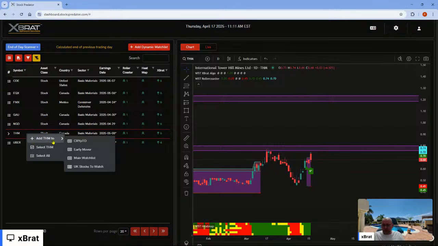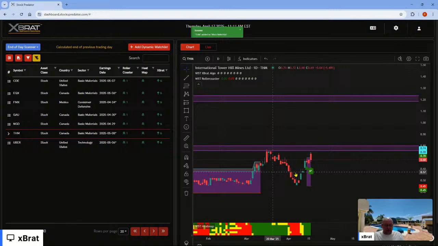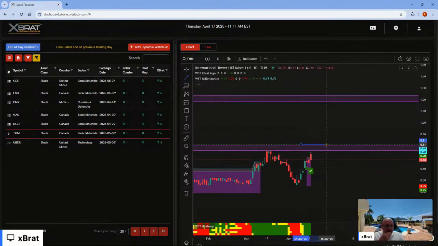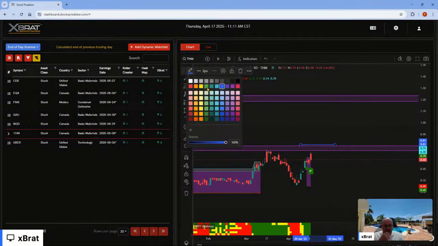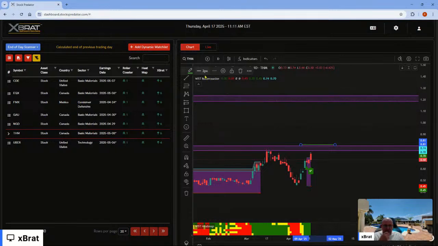I'm going to right click and add it to my main watch list. Okay, so it's there. Any work I do on this now is saved on there. What I'm really interested in is a close above this 81 cents, just there. Let's change that to green so we can see it a little better, and we'll make it a dashed line. So really, that's what I'm interested in, to buy if we get a close above there.